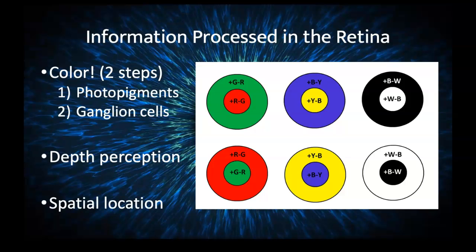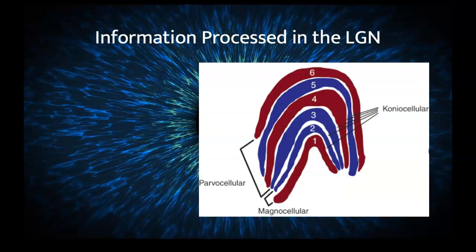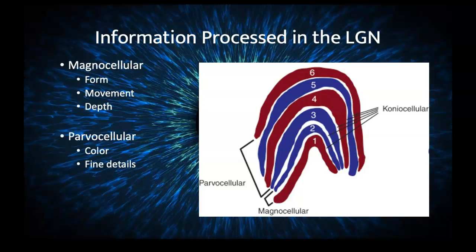Now let's move on to the LGN. Magnocellular layers process information about form, movement, and depth. Parvocellular layers process information about color and fine details, and although there has not been enough research done in order to be sure, there is evidence that coniocellular layers process some color.